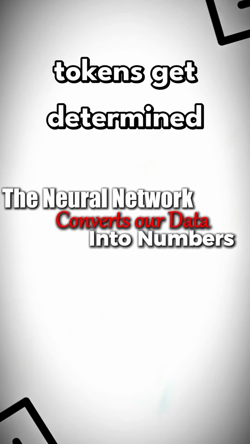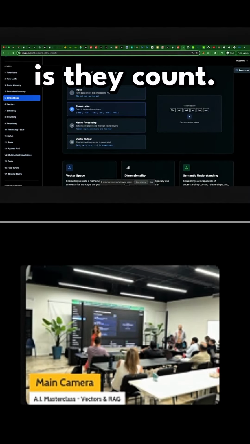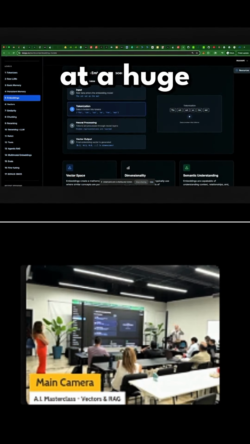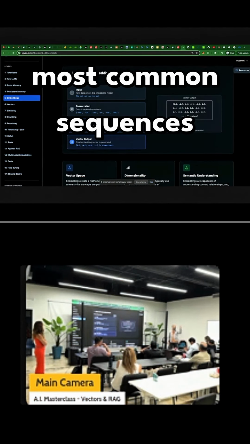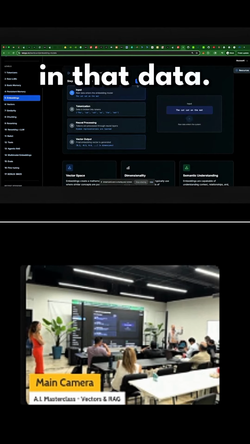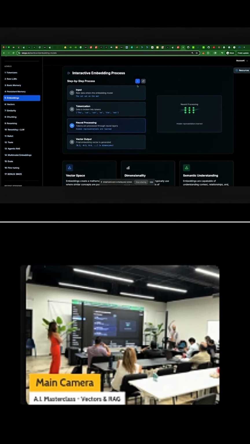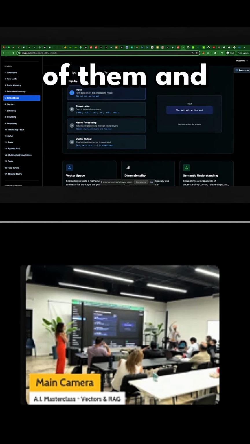The way the tokens get determined is a statistical process. What they do is they count. It's an algorithm called BPE, byte pair encoding. What it does is it looks at a huge amount of data and identifies the most common sequences in that data. It ranks the most common sequences, and then you take a subset of them, and that determines your vocabulary.